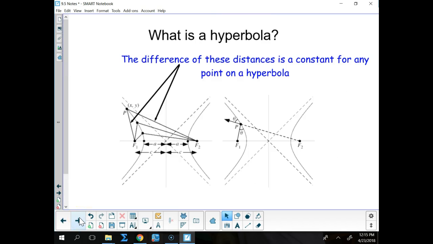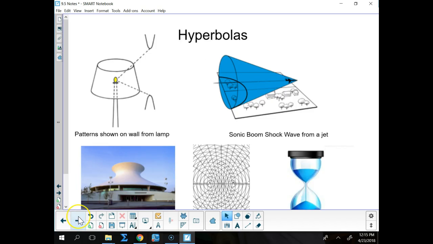So here's another diagram of what a hyperbola is. The difference of these distances is constant. It's going to be that c value that we're going to talk about. Actually, yeah, it would be that c value, or fairly close to it. So, let's just dive right into it.